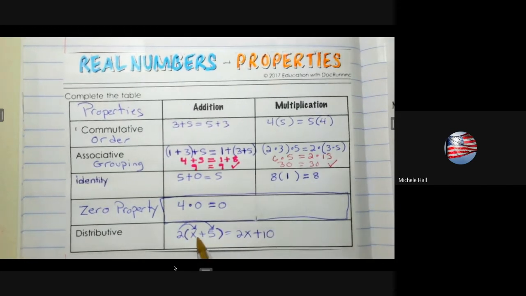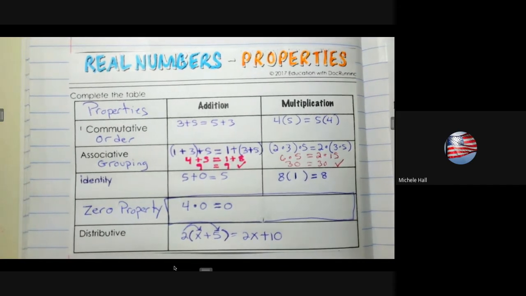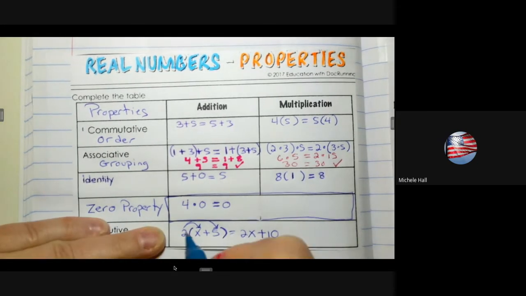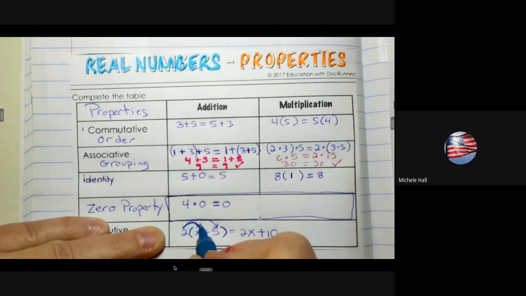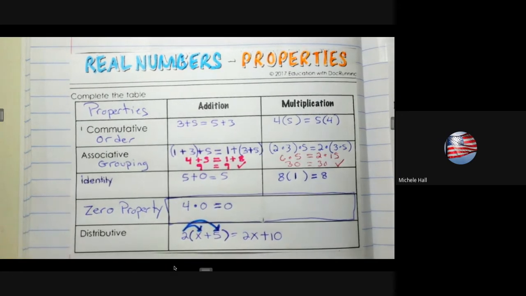If I have 2 terms on the inside of the parentheses, then I will have 2 terms when I am done using the distributive property. So the distributive property is about distributing a number to the terms that are on the inside of the parentheses. I could have more than 2 terms on the inside of the parenthesis.